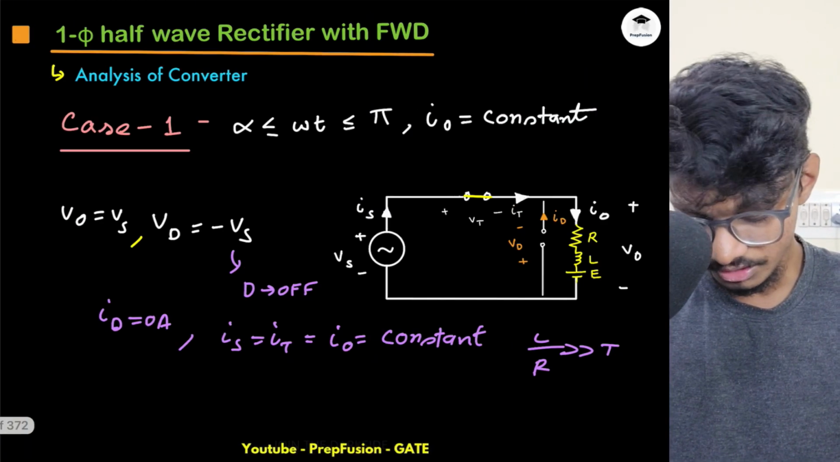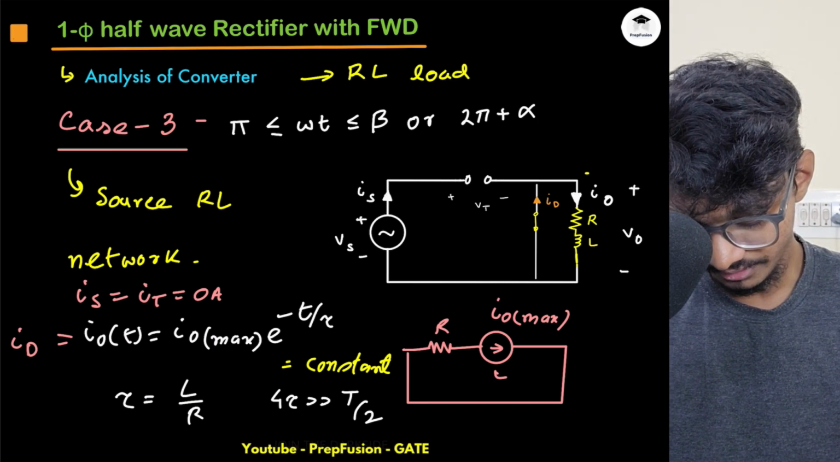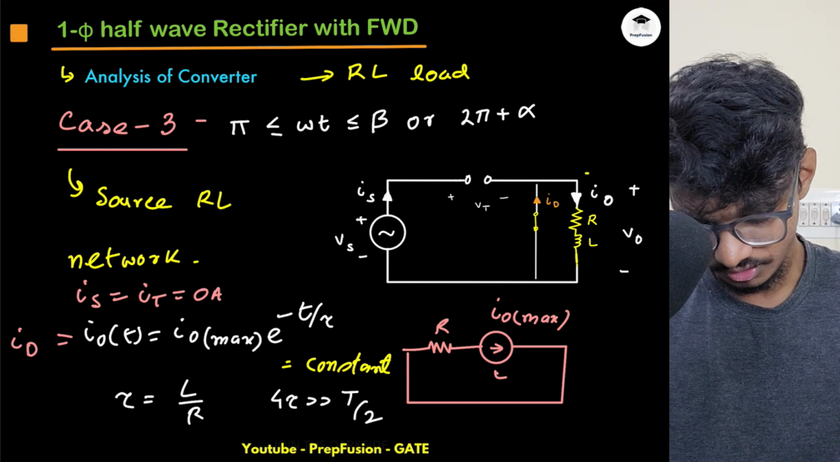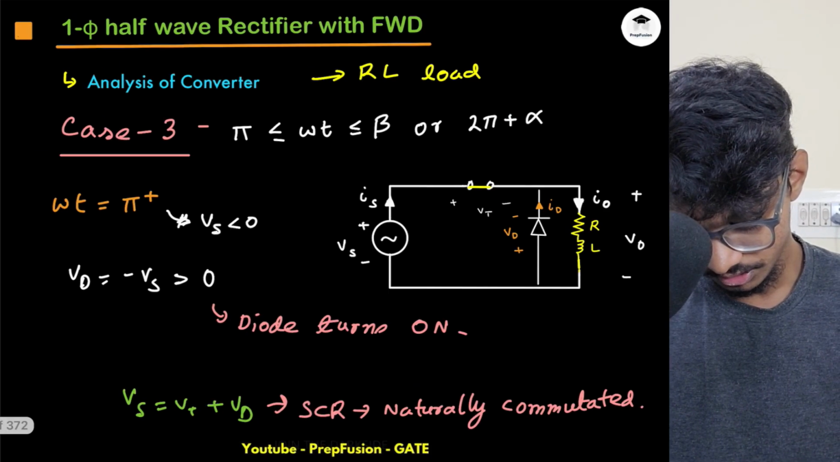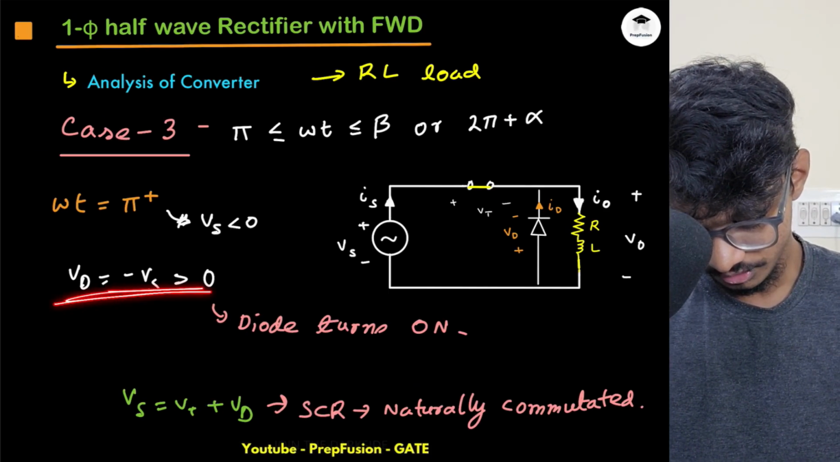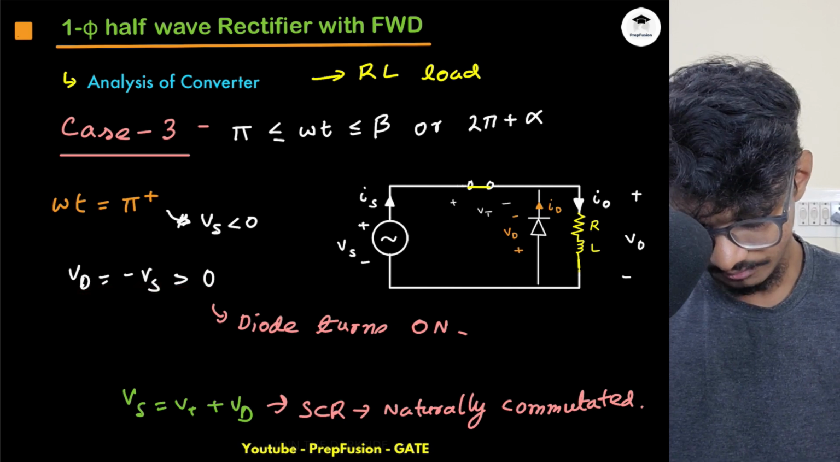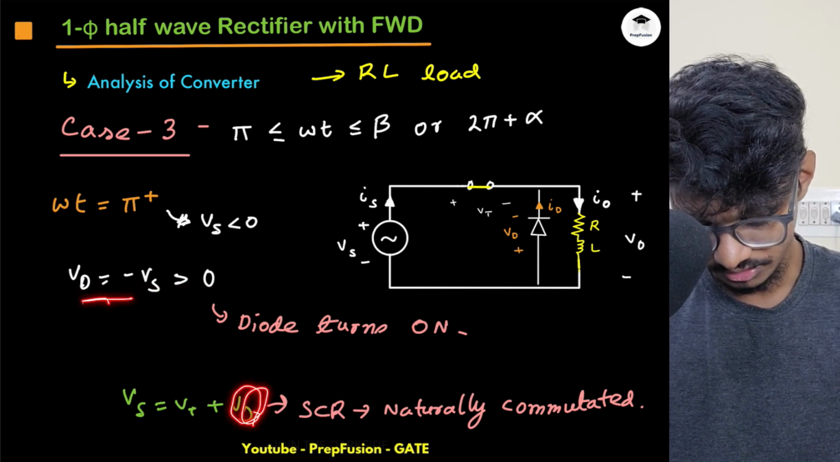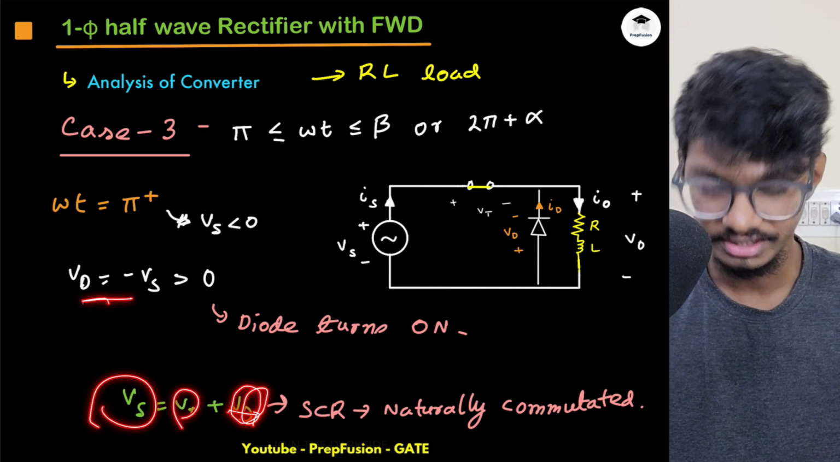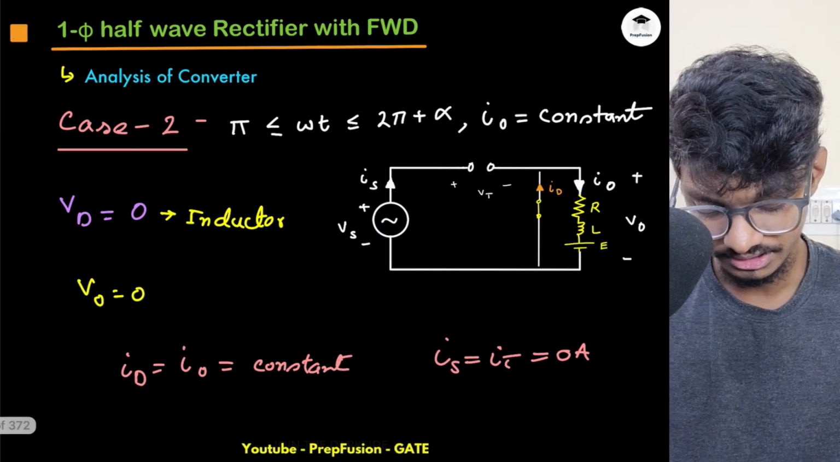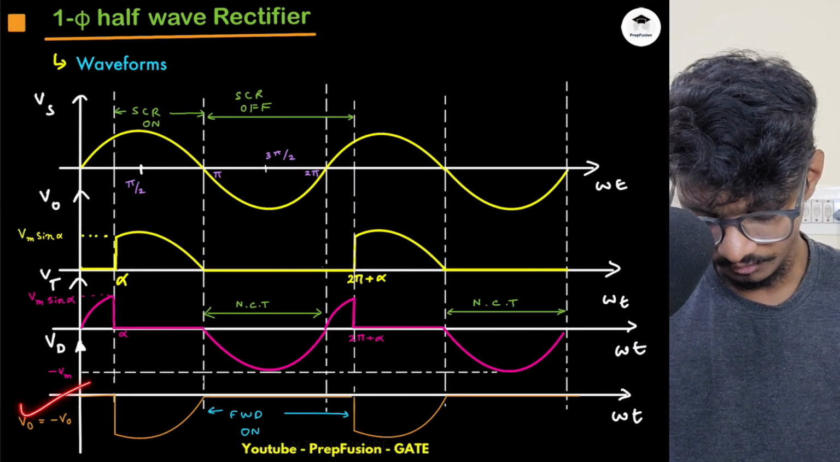So here I forgot to write that whenever this is off, this Vt is equal to VO. So here VO equals minus Vs, and then the diode turns on, and as soon as this diode voltage is 0, Vs equals Vt. So basically it is negative because Vs in this region is negative.